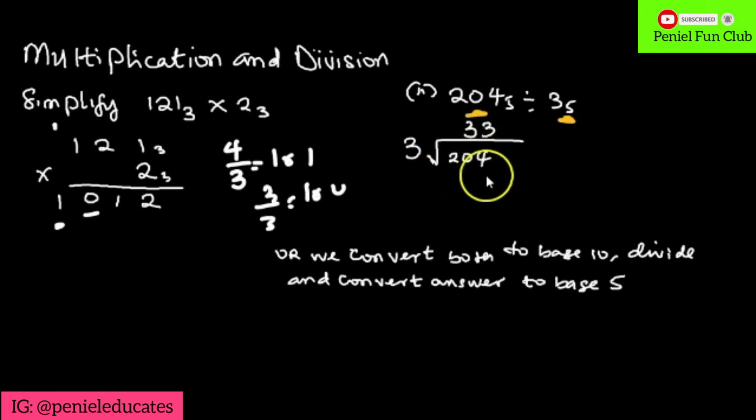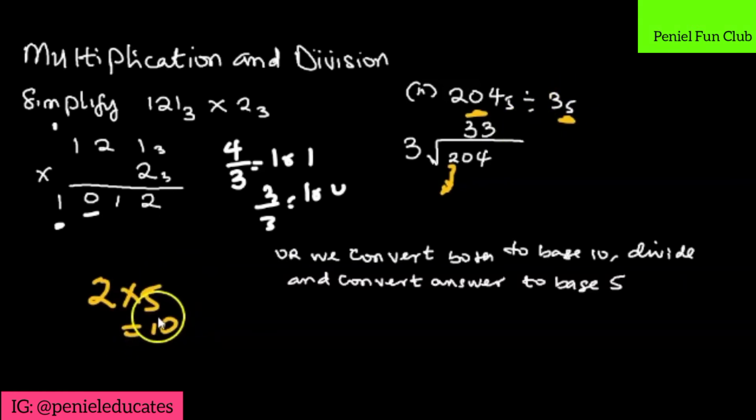So what do we do? 2 is less than 3, so 3 cannot divide 2, right? So we convert this 2. We multiply 2 by 5, using base 5, and that gives us 10. Now we add this 10 to the next digit, 0.